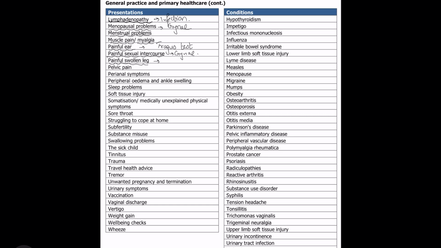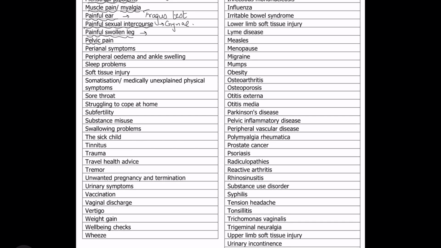Painful swollen leg, it can be due to a number of causes. It can be DVT, and so you need to check the peripheral pulses in this case, and you need to do a Doppler ultrasound. Pelvic pain, it can be due to a number of problems depending upon whether it's a male or a female. Most likely this comes in the cases of females, and it can be a urinary problem or a gynecological problem.